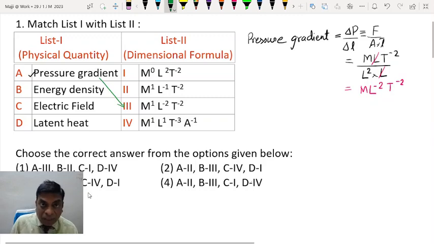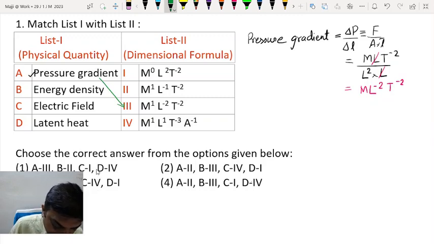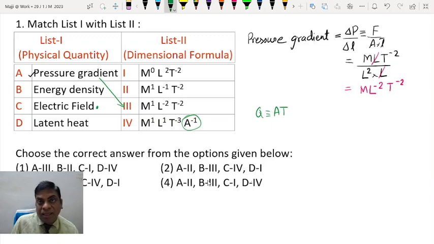Then let us find out either C or D. We'll take up electric field probably. As you can see, electric field is the only physical quantity which involves charge, and charge is related to A because the dimension formula for charge is A into T, that is current into time. So C should be mapped to 4. So just find which option has A mapped to 3 and C mapped to 4. You can see this is the option.